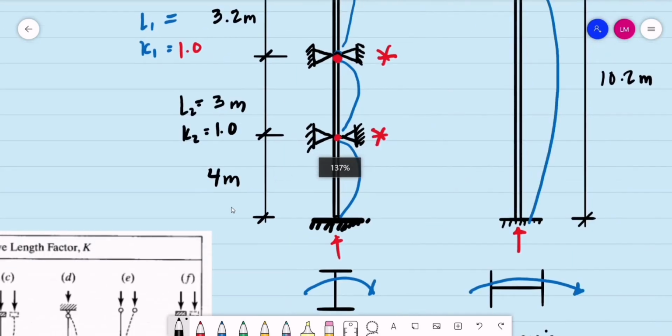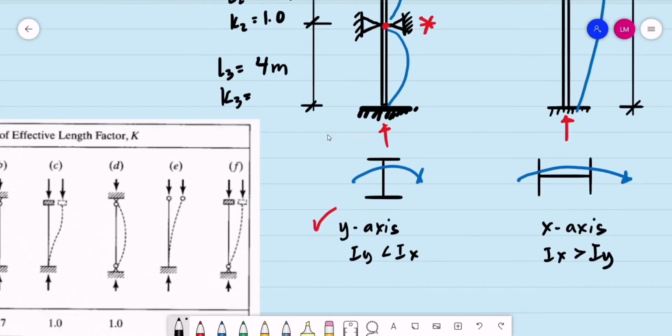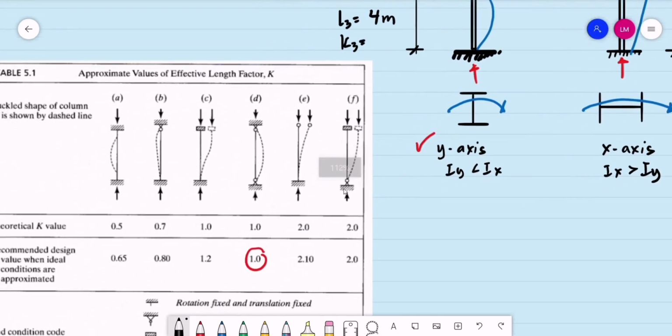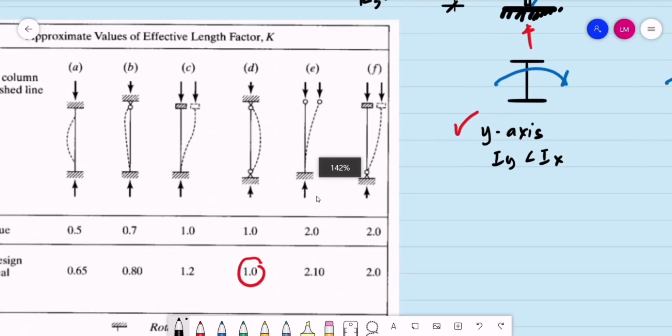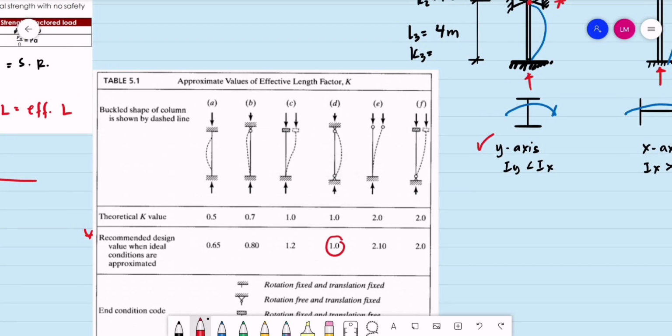Then for the last length, that is the 4 meters. Let's say length number 3 is equal to 4 meters. What will be the value of its effective length factor if the support on the upper end is pin and the lower end support is fixed? So one end is fixed, one end is pin. For the recommended values, we have that again as 0.8.